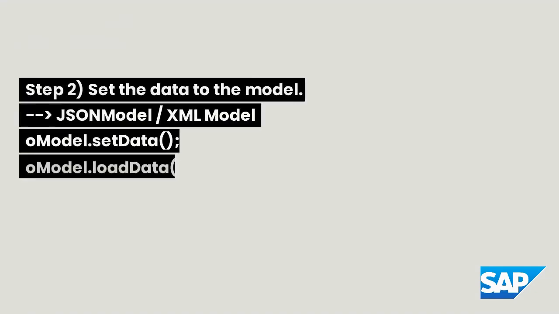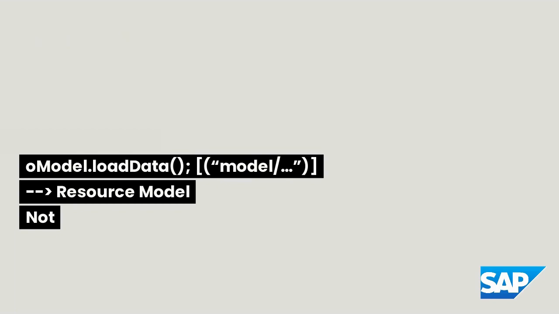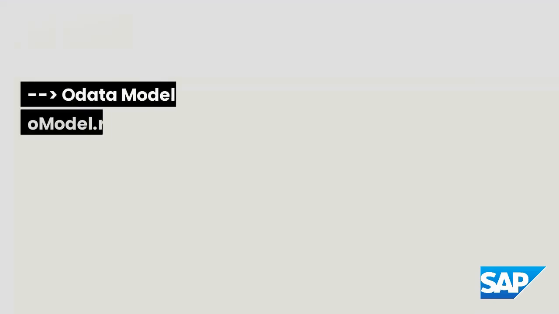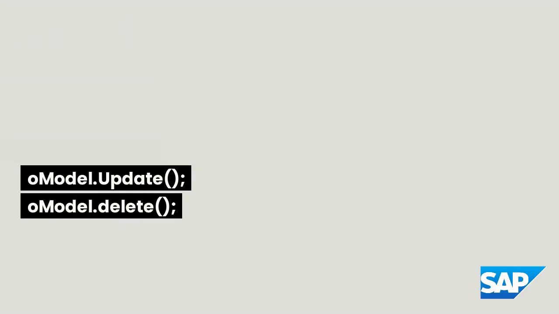For the OData model: var oModel = new sap.ui.model.odata.v2.ODataModel. Step 2. Set the data to the model. For the JSON model and XML model: oModel.setData, oModel.loadData. For the resource model: not applicable. For the OData model: oModel.read, oModel.create, oModel.update, oModel.delete.